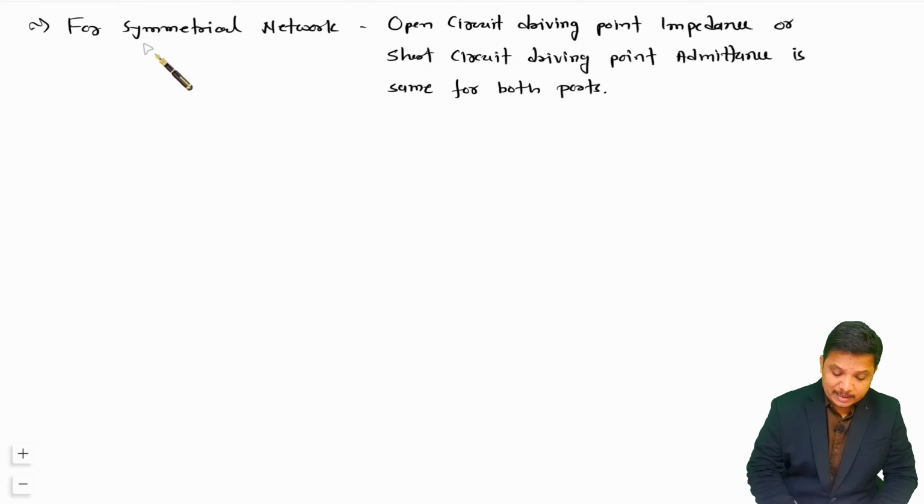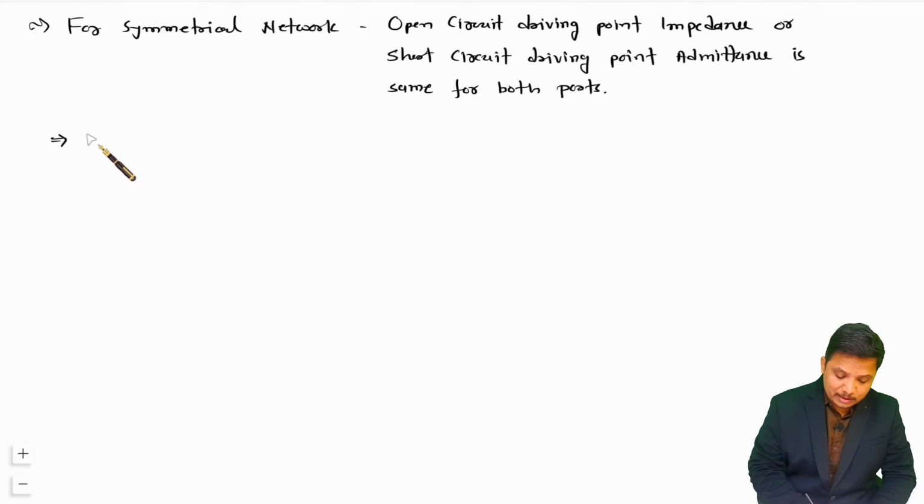So see, for a symmetrical network, the open circuit driving point impedance or short circuit driving point admittance is the same for both ports. So for port 1 and port 2, the driving point impedance or driving point admittance should be equal, right? Now you should know how to identify open circuit driving point impedance or short circuit driving point admittance. I'll consider open circuit driving point impedance here.